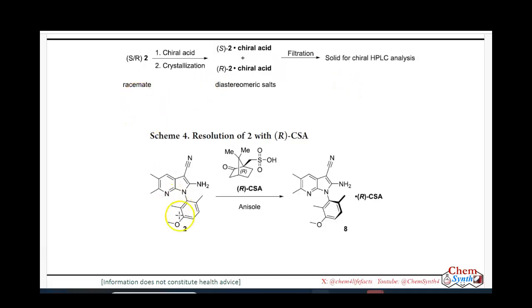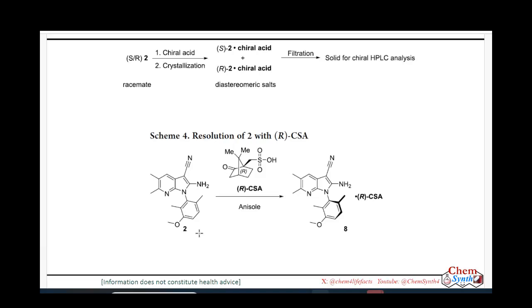So by taking this racemic molecule 2, they have tried approximately 25 chiral acids to get that salt, but actually most of the chiral acids failed to give that salt. Only when they used this S-camphor sulfonic acid, that time they got crystallization, but it was like 15:85 ratio, and 85% was actually R isomer, which was the undesired one.